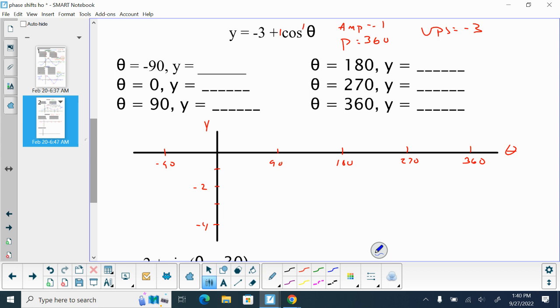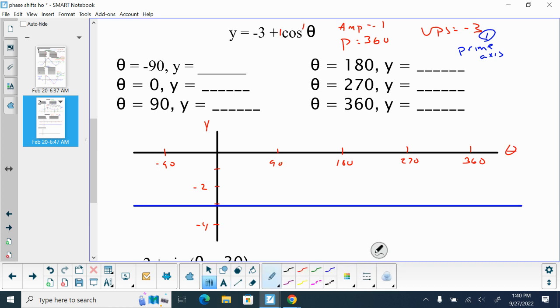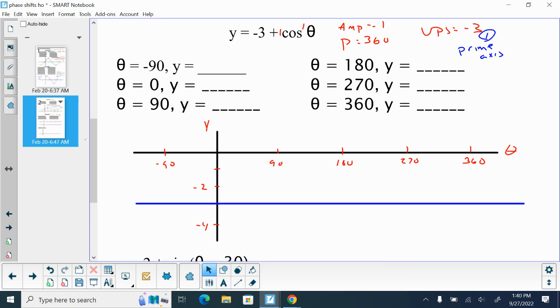We have a vertical phase shift of -3. So the first thing we're going to want to draw in is a prime axis. This gives us a little bit of assistance with respect to graphing. So we're going to draw that in at the value of -3. Now this prime axis is what we're going to go up from and go down from. We're going to oscillate about this prime axis. With a cosine curve, as we talked about yesterday, we're going to start at either a peak or a valley.